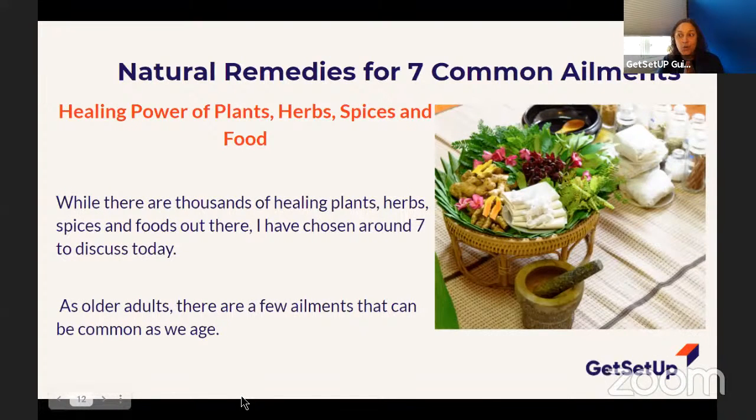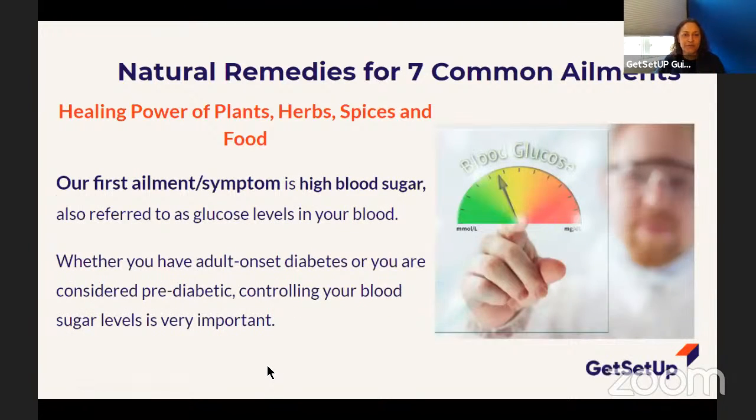So today, there are thousands of healing plants out there. I'm going to discuss around 7 today, because we're going to look at the 7 common ailments that I have chosen that you as learners have told me about, that you want to have some experience with. Okay, so the first one is high blood pressure.